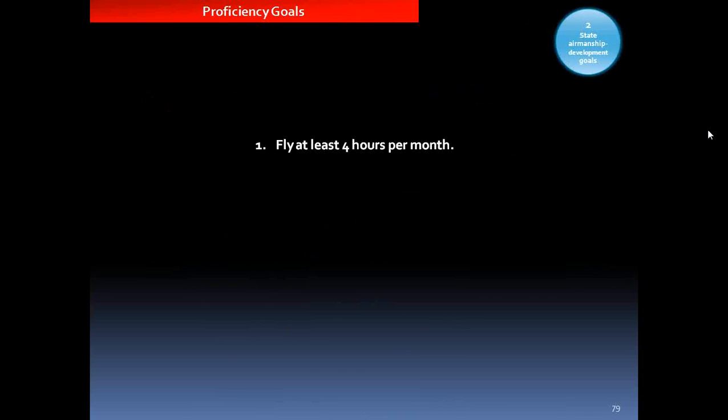Proficiency goals: fly at least 4 hours per month, because we think that's the minimum, or he and his mentor pilot think that's the minimum for him to be proficient. He's going to pass a proficiency check ride, not a private pilot check ride that only checks the minimum safety standards. It's going to check for proficiency because he wants to be proficient in operating his airplane.